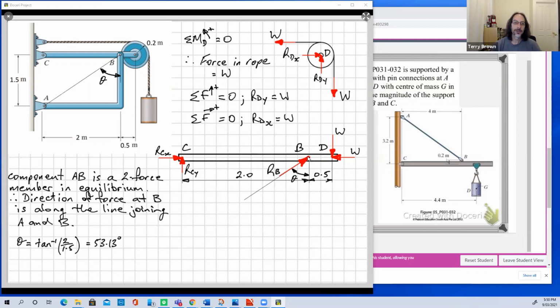And how do we know? Took moments about point B. So we've got point B here, the weight is pushing down. So at the other end, we need to have RC pushing the other way, all right?